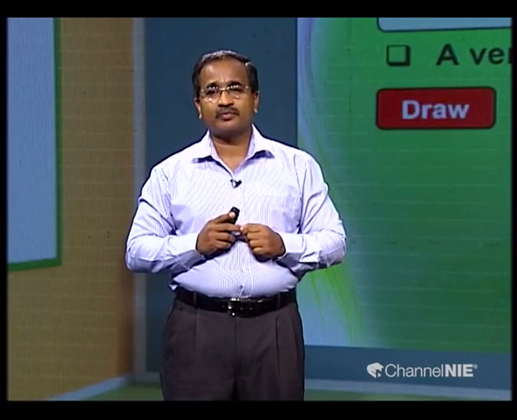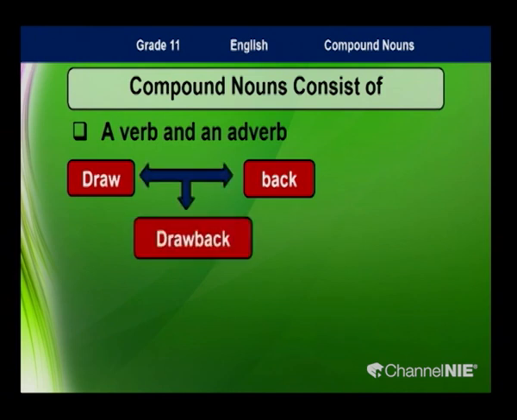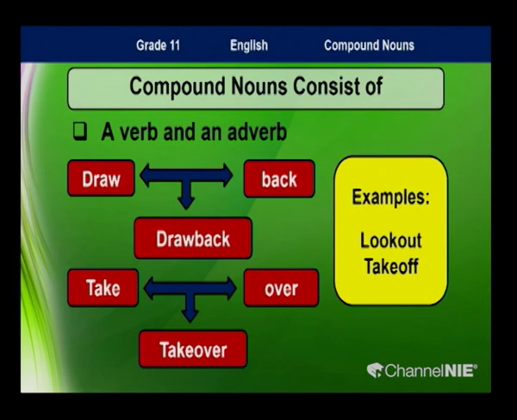Moving to the next slide, here you can add a verb and an adverb together to make a compound noun. Let's see how we can do that. Draw is a verb and back is an adverb. Draw back. Take is a verb, over is an adverb. Take over. Look out, take off, some more examples of this kind.